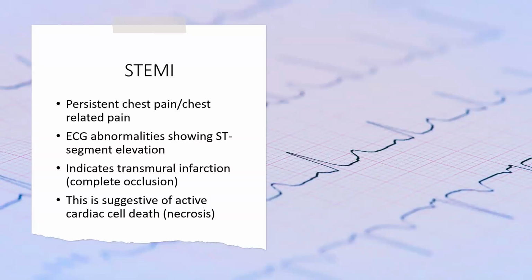Your STEMI, very easy one. Persistent chest pain. ECG shows ST segment abnormalities, and this generally indicates a complete occlusion of whatever coronary vessel it looks after. And we can be suspicious of cardiac cell death at this point as well. Time is tissue. The moment you see ST elevated myocardial infarction and you think it's related to acute coronary syndrome or some form of chest-related pain, these patients need to get to hospital.